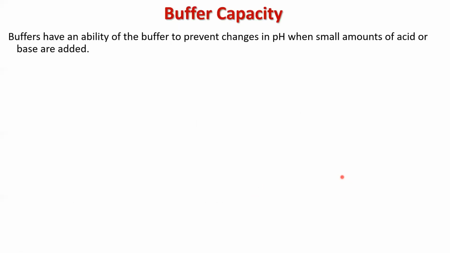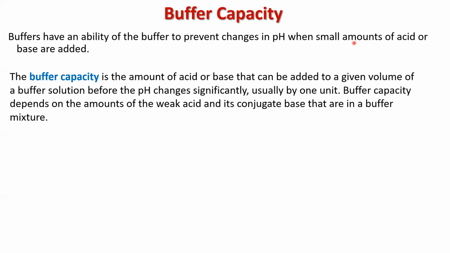When we talk about buffers, buffers have a capacity. They can't take an infinite amount of acid or base and consume it. So buffers have the ability to prevent changes in pH within reason, as long as small amounts of acid or base are added to them. So the buffer capacity is the amount of acid or base that can be added without significantly changing the pH of the solution.